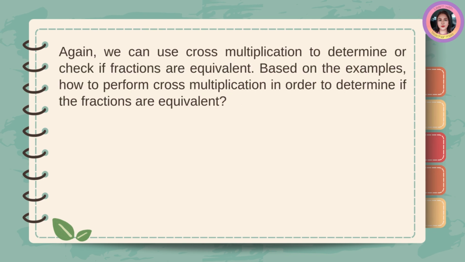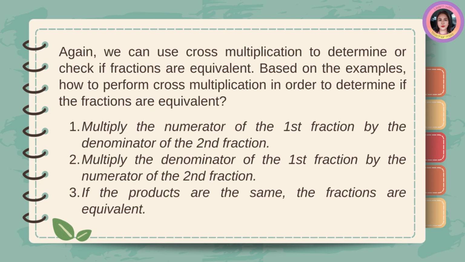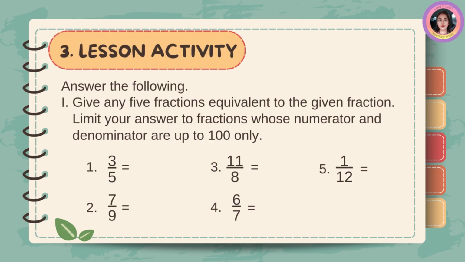Again, we can use cross multiplication to determine or check if fractions are equivalent. Based on the examples, here is how to perform cross multiplication in order to determine if the fractions are equivalent. Multiply the numerator of the first fraction by the denominator of the second fraction. Then, multiply the denominator of the first fraction by the numerator of the second fraction. If the products are the same, the fractions are equivalent.